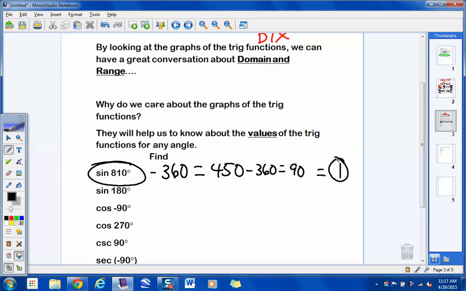You okay with that? Sine of 180. Are we good on sine of 180? Well, yeah, because 180 fits your window right away, doesn't it? What is the sine of 180? 0.